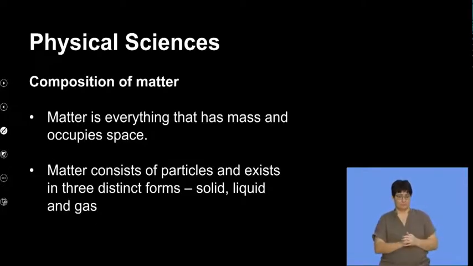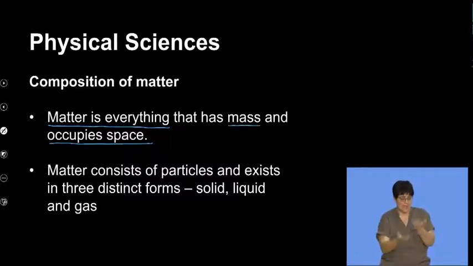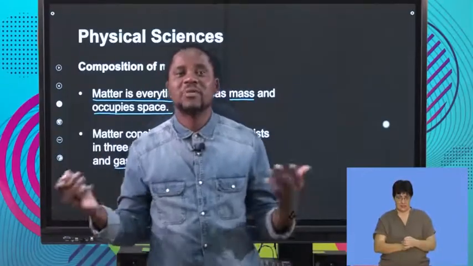Now, we understand that matter is everything, or everything is matter, whichever way you choose to look at it. Okay, so matter is everything that has mass, as well as occupies space, right? So anything that has mass and occupies space is matter. So in other words, we can safely say that matter is indeed everything around us, right? Okay, so matter consists of particles and exists in three distinct forms, which is solid, liquid, or gas, right? So these are the forms or the states in which matter actually exists.